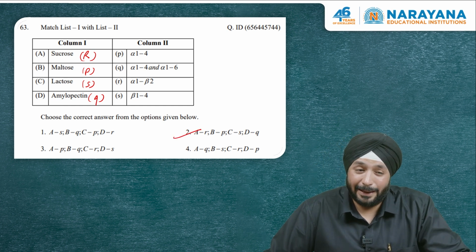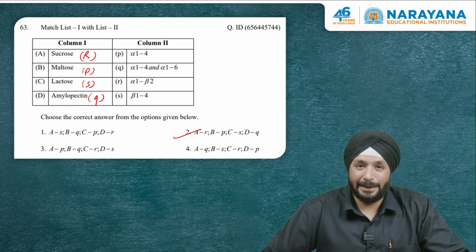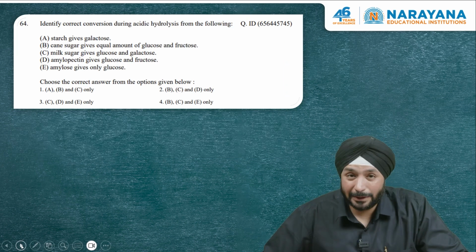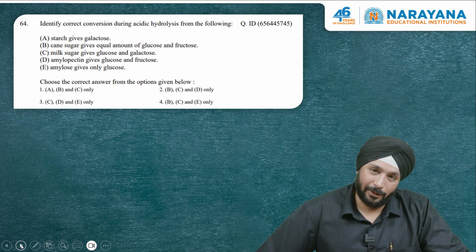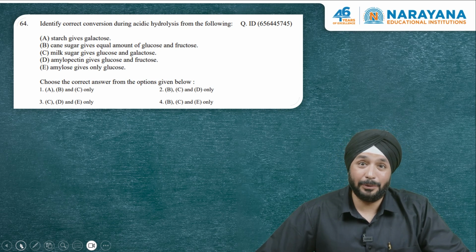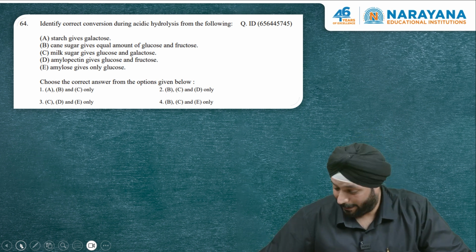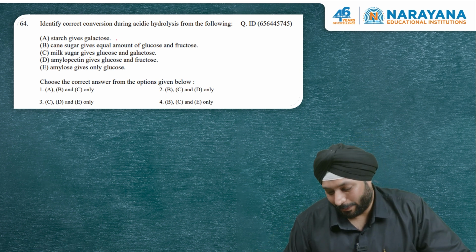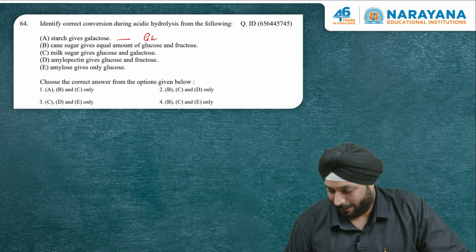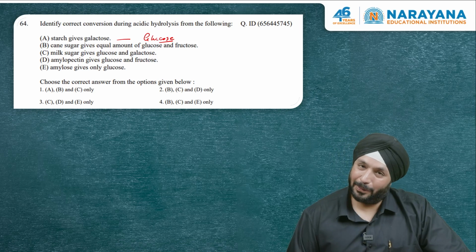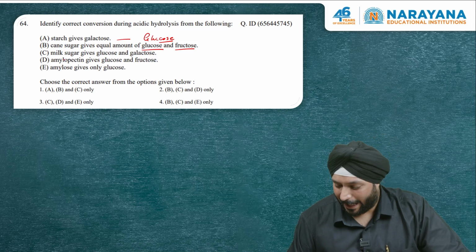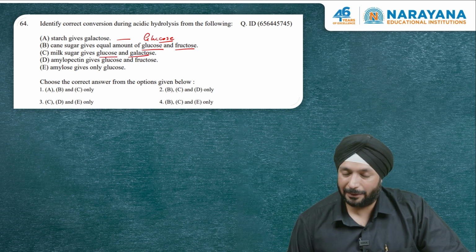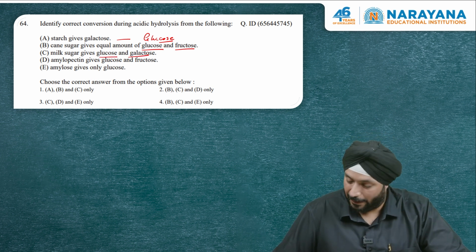Hope you have done it correctly, because this information is present in NCERT nicely, right? Question number 64. Identify the correct conversion during acidic hydrolysis from the following. Again, a biomolecule question. Two straightforward questions came from biomolecules, right? Starch gives galactose? No, it gives glucose. Starch is a polymer of glucose. Cane sugar gives equal amounts of glucose and fructose, that you have done easily. Milk sugar, which is lactose, gives glucose and galactose. 100% correct. Just now in the previous question we have done that.